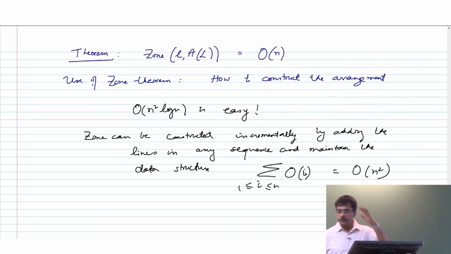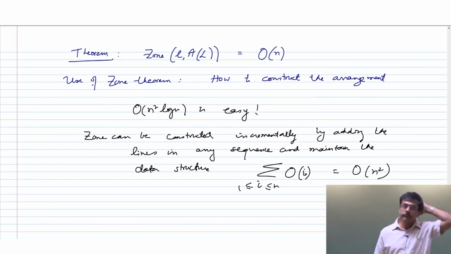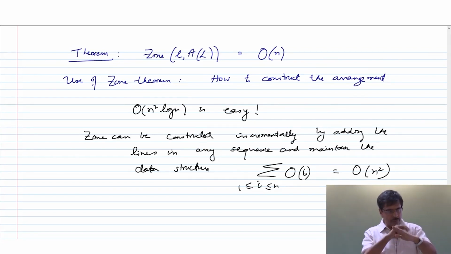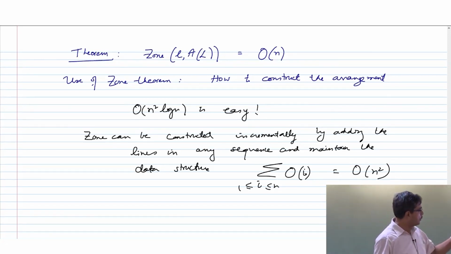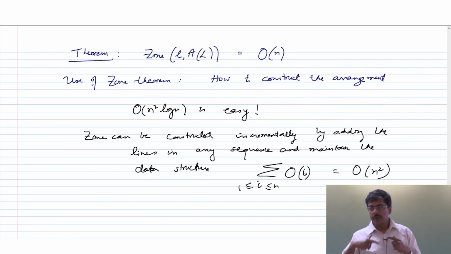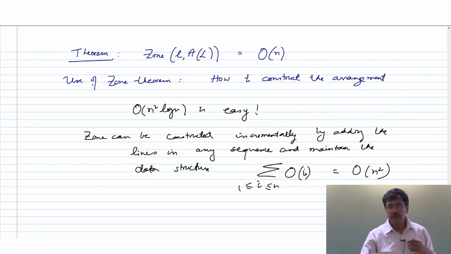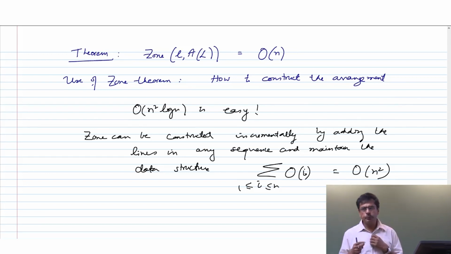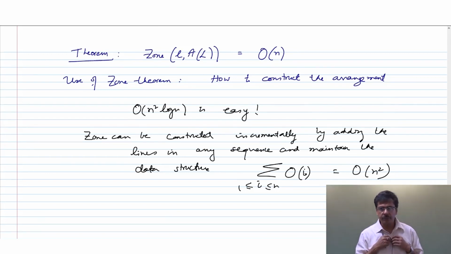Okay. So, here you stop, because every line I can add in order i time, because the zone is order i. So, to be a little careful about that: next line, little bit more time, little bit more time. So, it is big O of i for adding the ith line. So, the summation is order n square. So, you can beat the n square log n bound using the zone theorem. Okay. And I will try to give you a proof of the zone theorem. I was hoping to do it, but the time is too little. I will do it in the afternoon.